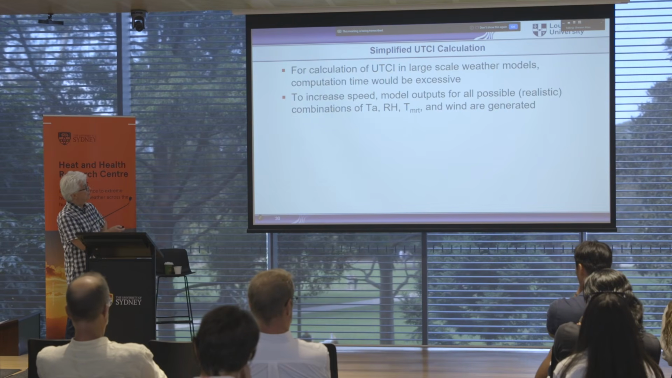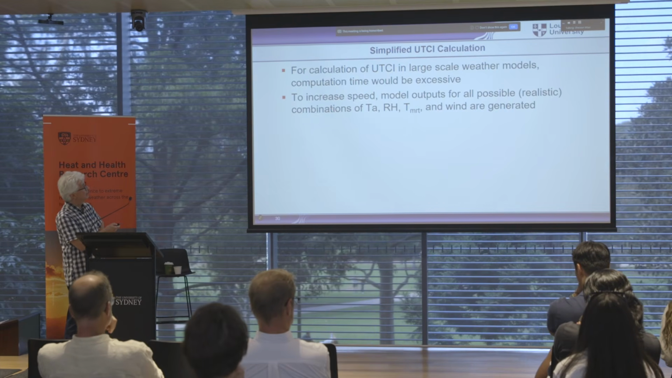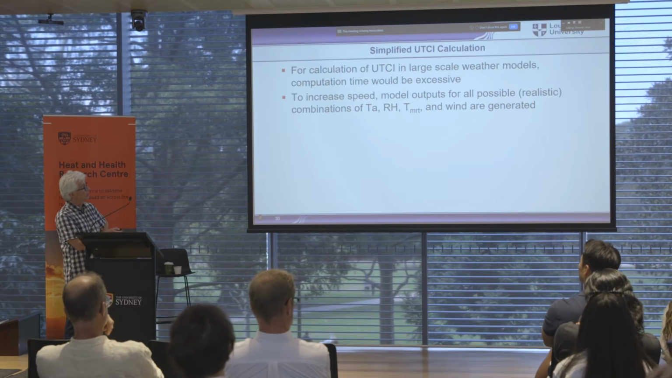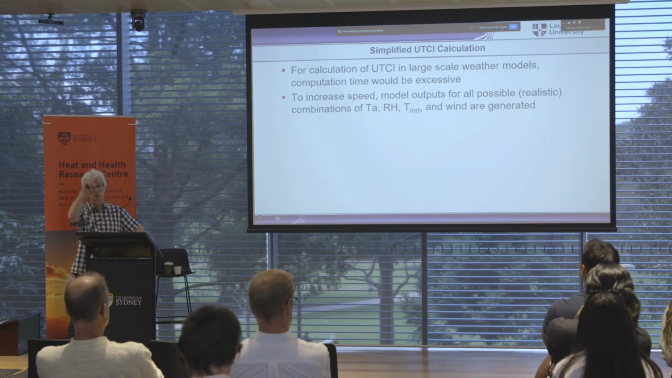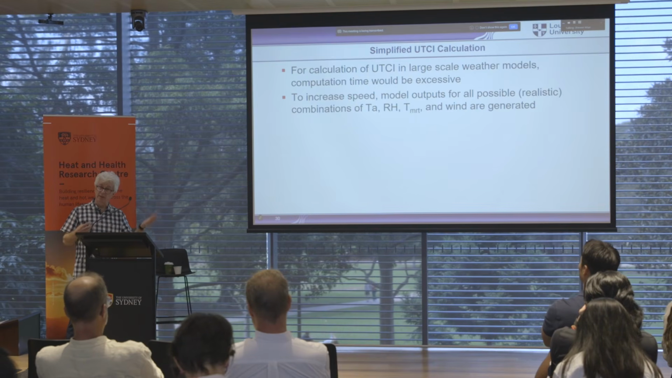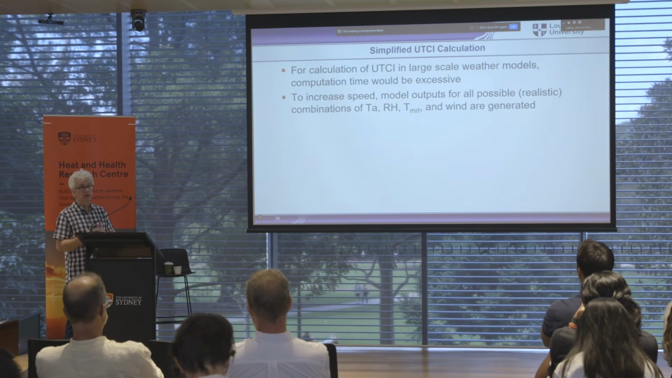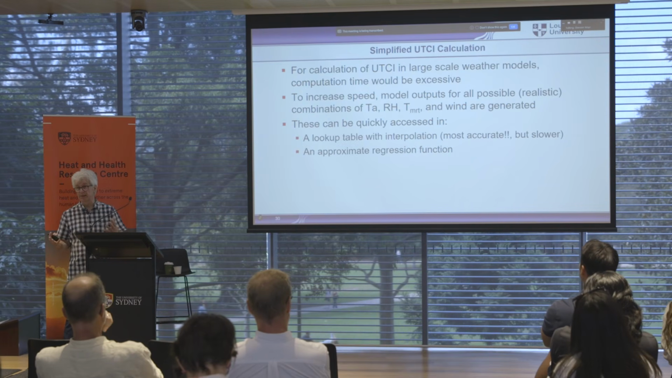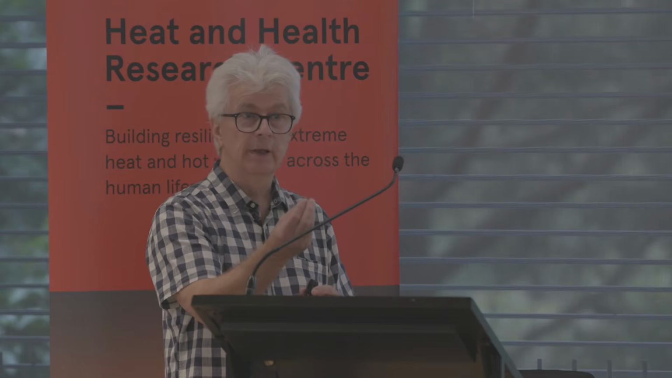To increase speed, model outputs for all possible realistic combinations of ambient temperature, humidity, mean radiant temperature, and wind are generated. So that's the four-dimensional matrix of all possible combinations of temperature, humidity, radiation, and wind. They're all calculated, and they're brought together in a big database. And so that means if you then come up with a new condition, you can just look up that condition in your database, so in the lookup table.